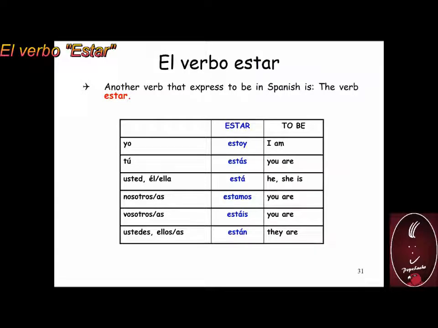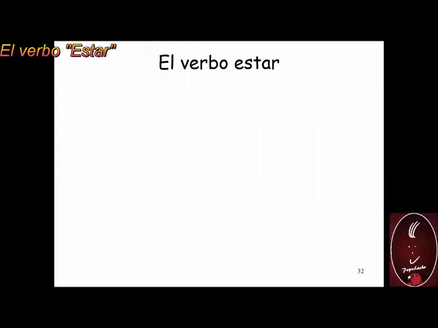So we conjugate this verb: yo estoy, tú estás, usted, él, ella está, nosotros estamos, vosotros, vosotras estáis, ustedes, ellos, ellas están. Let's review the uses of this verb estar.